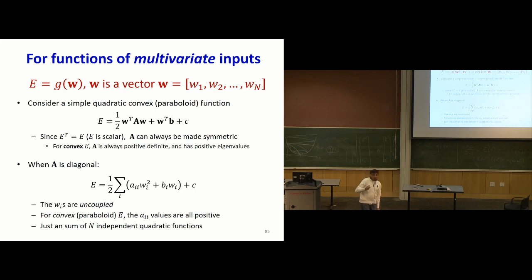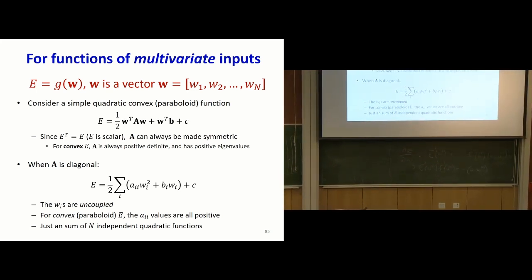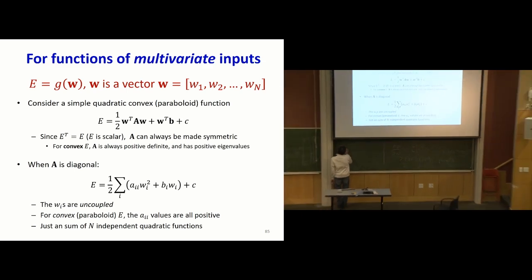Now consider a simple quadratic function of multivariate inputs. If it's a quadratic function of multivariate inputs, you can actually write it in this manner, where W is simply a vector composed of all of your inputs. You can write this as half of W transpose AW plus W transpose B plus C, where C is a constant. And if A happens to be a full matrix, it means that you have coupled terms of the kind W1, W2. But if A is a diagonal matrix, then this is going to look like this, W1 through WN.